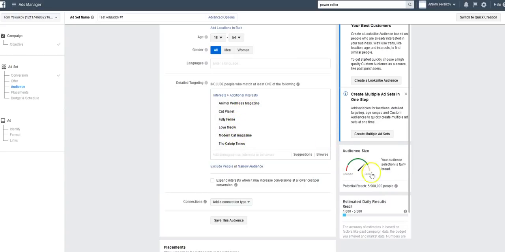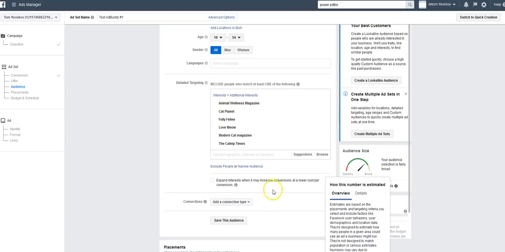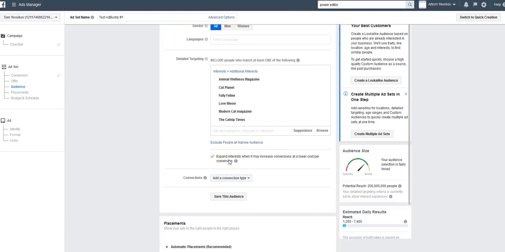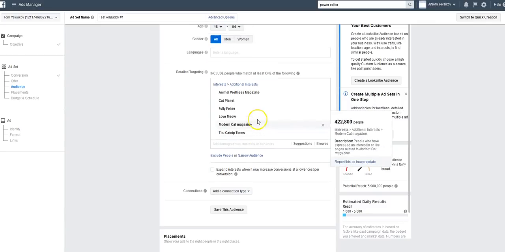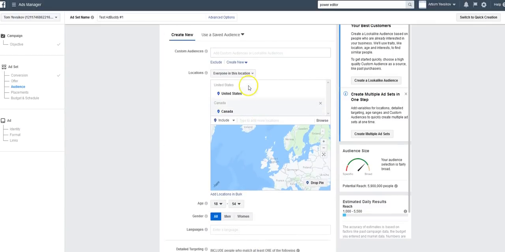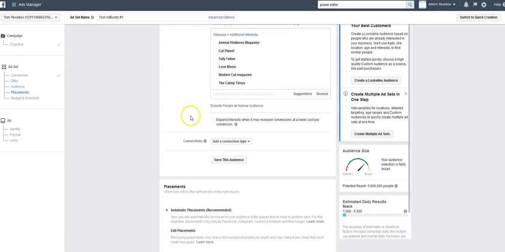That doesn't make any sense to me. It can't be that big. If we expand, 200 million people? No, it doesn't make any sense to me. Something here doesn't work.